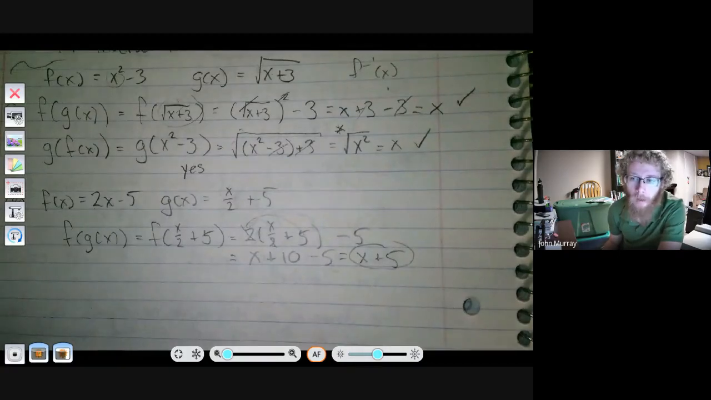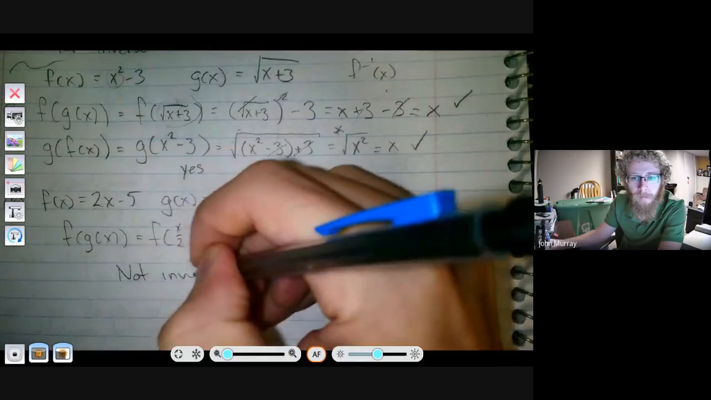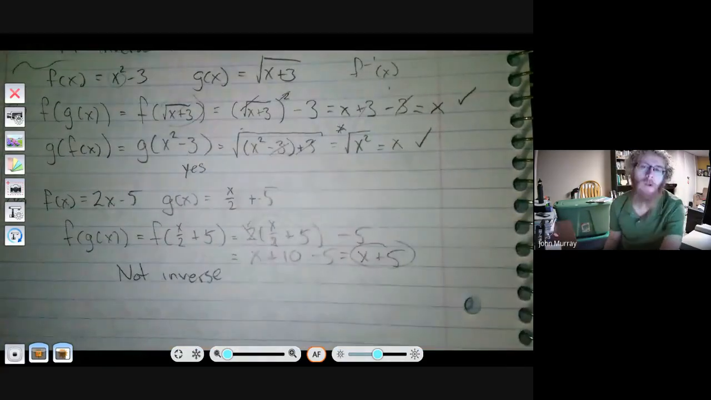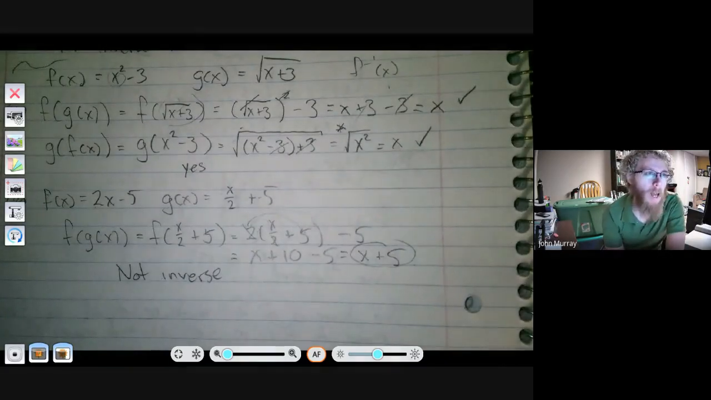So right away, I don't have x. So I don't even have to do the second one. And I can say that they're not inverses of each other because I didn't get x as my solution. So the first one, they were inverses, and the second one, they were not.